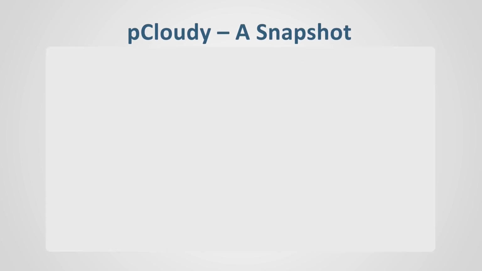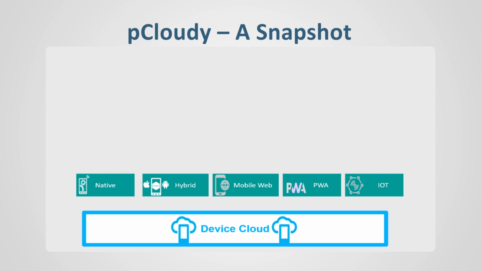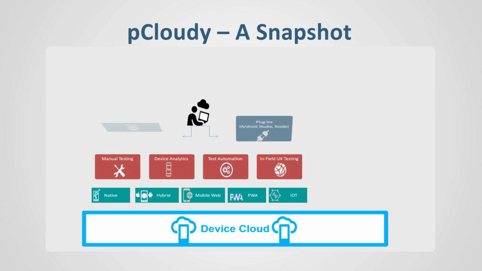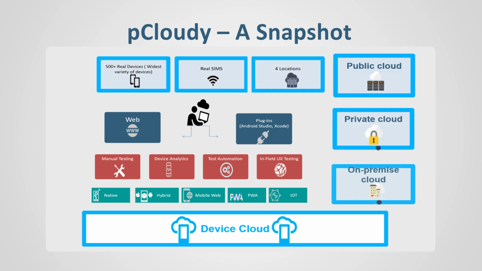pCloudy is a unified mobile app testing platform. Using pCloudy, you can test your native, hybrid, mobile web apps, progressive web apps and IoT apps on more than 500 real devices. pCloudy lets you install apps and perform manual, automation and in-field UX test execution. Select from public, private or on-premise cloud models based on your testing needs.